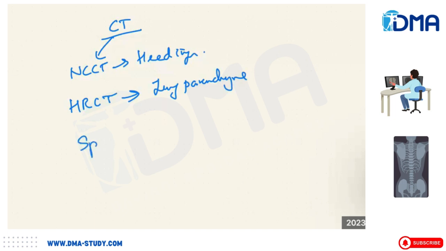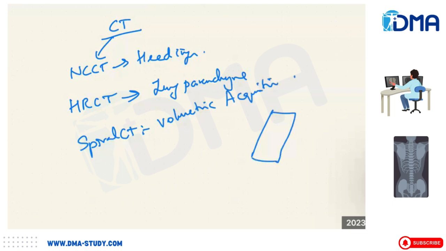Then spiral CT. This uses the principle of volumetric acquisition. You have the center table in which the patient is lying, and the machine will rotate around the patient, thereby shooting each and every direction. You will get a better CT image. This is what is regarding CT.